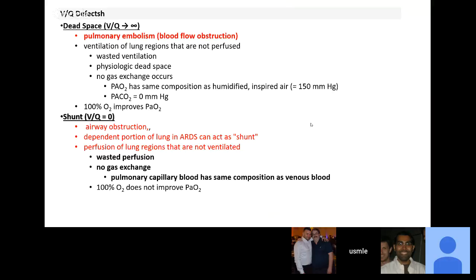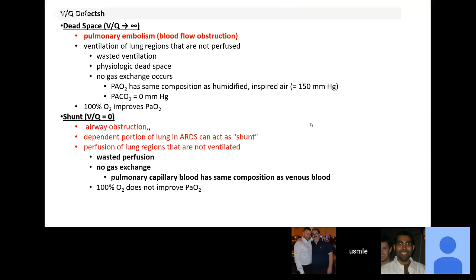The big mismatch is going to be the dead space, because the dead space values are big and perfusion is almost none. So you're going to have infinity. For example, if you have pulmonary embolism, be careful with this one. If you don't have much blood flow, you consider it as if it were dead space, because it's an area that is worthless.